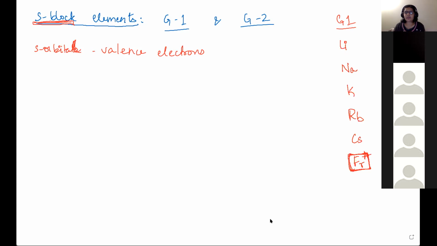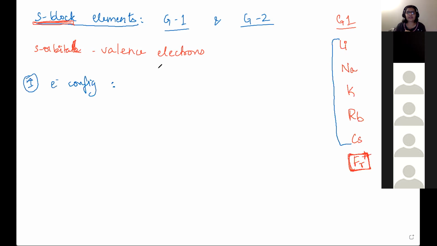Mainly, when we talk about the general reactions and properties, we will be focusing on the non-radioactive elements. So these 5. All right. So the first thing we'll talk about is their electronic configuration.